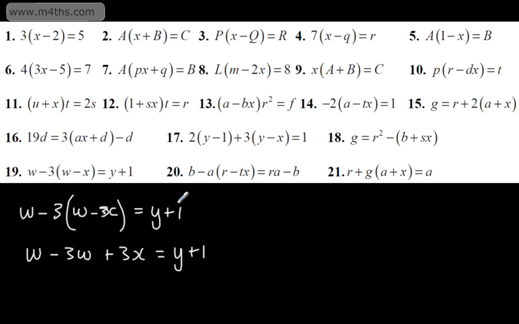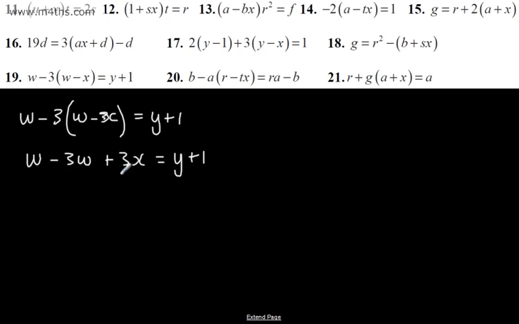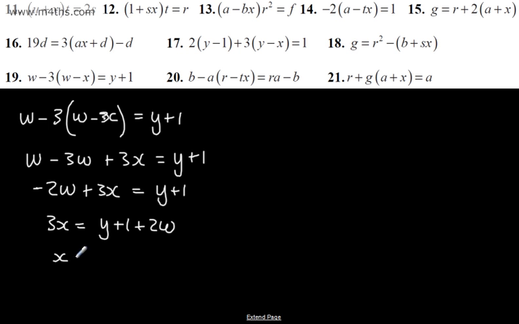So in this particular case, expanding the brackets this way is going to make things nice and convenient. So we have negative 2w plus 3x is equal to y plus 1. I just want x's by themselves, so I'm going to add the 2w to both sides. So 3x will be equal to y plus 1 plus the 2w, and then we're just left now to divide both sides by 3. So y plus 1 plus 2w divided by 3 will give us that.